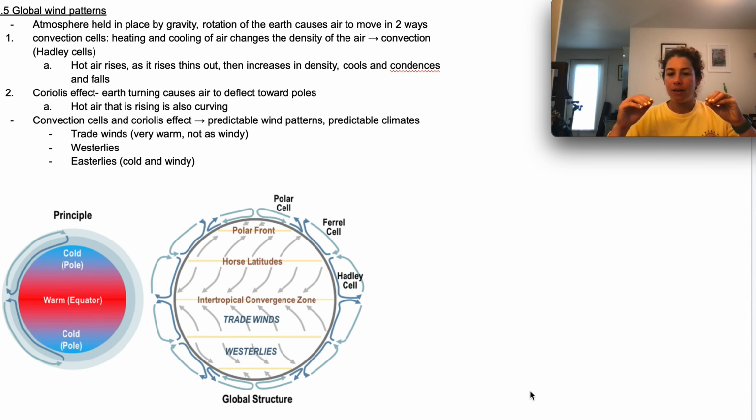Between 0 and 30 north and 0 and 30 south, the trade winds are the winds that really are prolific here, and it's warm and not as windy. Our westerlies are between 30 north and 60 north and 30 south and 60 south. And then our easterlies are between 60 north and 90 north, which is our North Pole, and 60 south and 90 degrees south. Generally it's very windy and very cold. Whenever you move from the equator to the pole, you're going to decrease temperature.